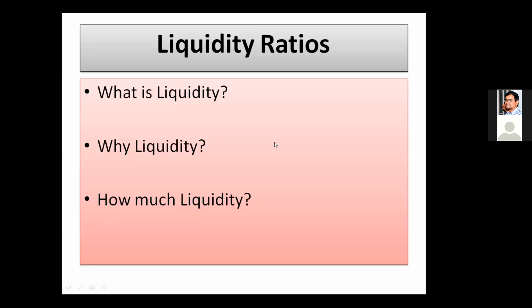Fine. Then why liquidity? What is the importance of liquidity? Why do we need liquidity? Yes, anybody? Quickly, like you typed earlier. Why is liquidity important? You can type and send it. Okay, capacity to pay the liabilities of the company. Okay, fine, you can type it later also.